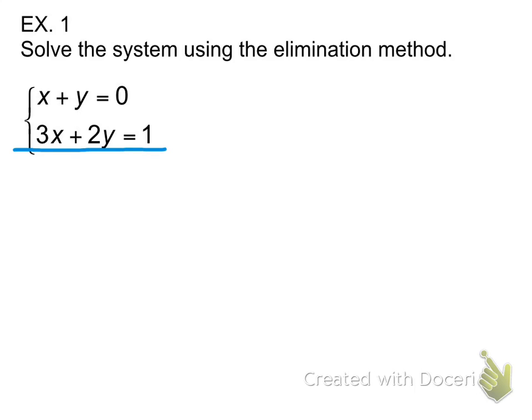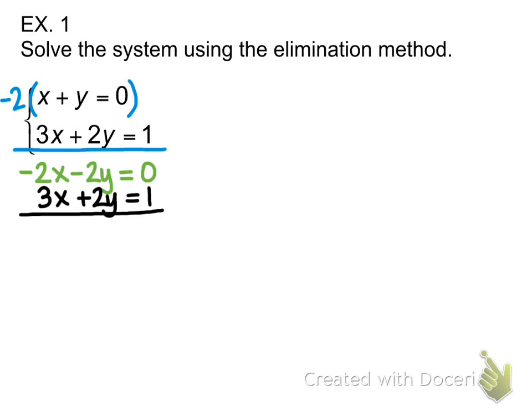So what I'm going to do is multiply the top equation by -2. In doing that, the y's will wind up canceling because I'll have a -2y and a positive 2y, and they'll cancel out. So when I multiply -2 times the top equation, I'm going to get -2x minus 2y equals 0. -2 gets multiplied times everything in the equation. The second equation is going to stay the same. I don't need to multiply anything times it, so I'm just going to rewrite it.